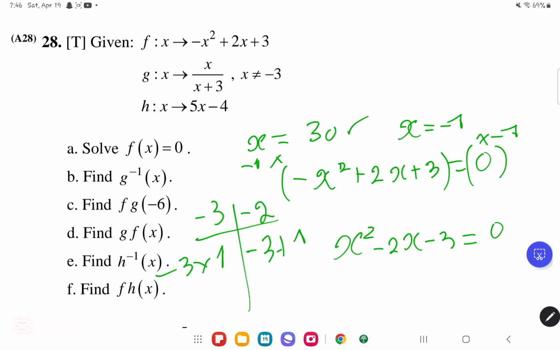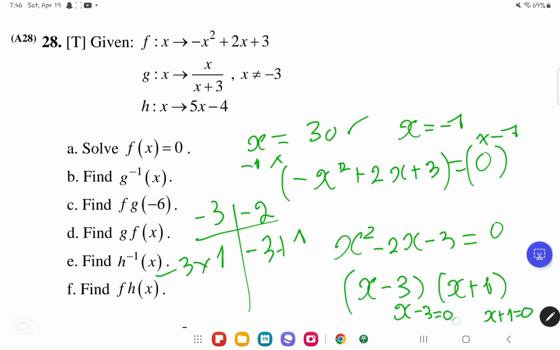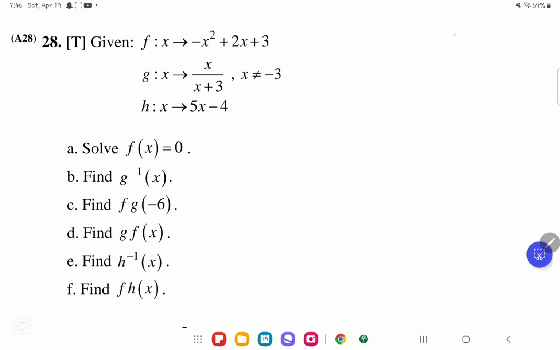So very simply, it is (x minus 3) times (x plus 1). Now you have to make each of them equal to 0. So x minus 3 is equal to 0, x plus 1 is equal to 0. So x is equal to 3 and x is equal to minus 1. This is very simply it for part A. We move on to part B.